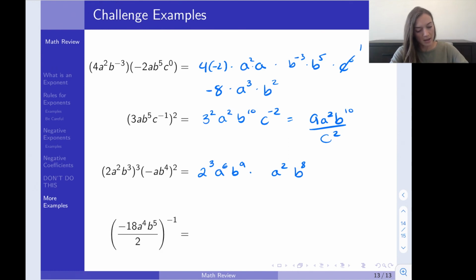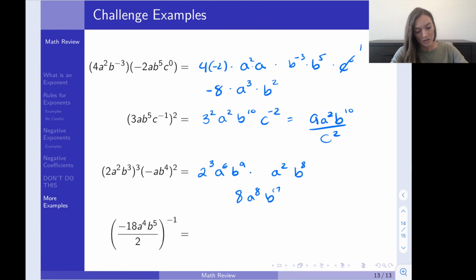And now we can just add up our a's and b's here. So 2 to the 3, 2 cubed is 8. We have a to the 6, and a squared is going to give us a to the 8. And then we have b to the 9th and b to the 8th. So that's going to give us b to the 9 plus 8 is b to the 17.